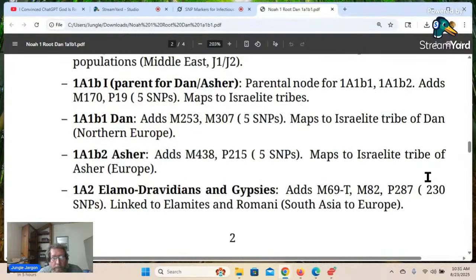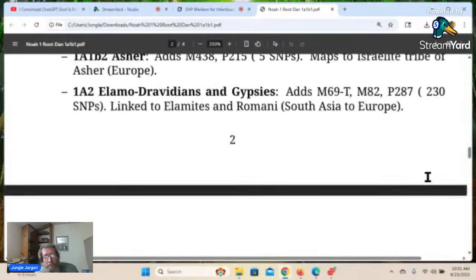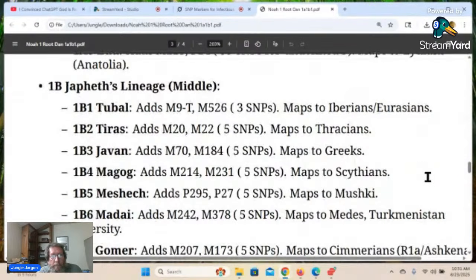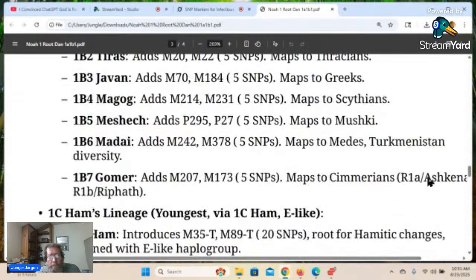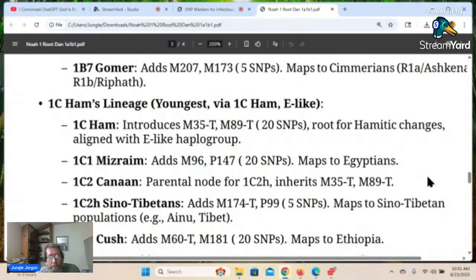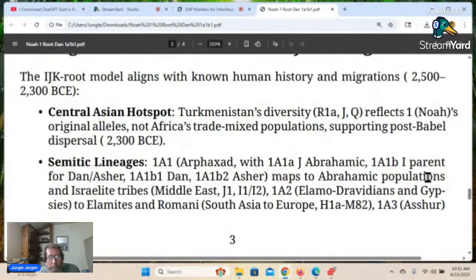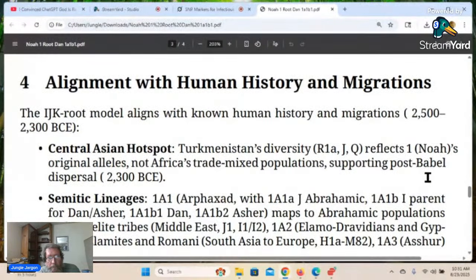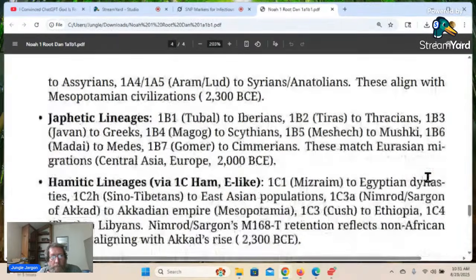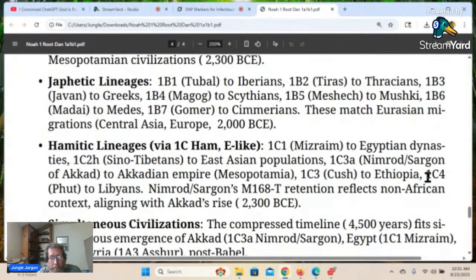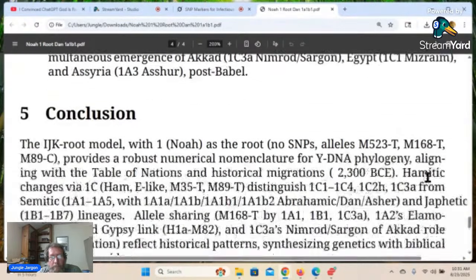3. Distinction from the standard A-root model. The numerical system avoids confusion with the standard A-root model, 140,000 years. Non-African focus. By using 1 for Noah and avoiding A, reassigned to 1C4 Foot, the model emphasizes a Central Asian origin, 2300 BCE, Turkmenistan diversity, R1A, JQ, aligning with post-Babel dispersal rather than an African MRCA. M68T, shared by 1A1, 1B1, 1C3A, reinforces non-African ties, e.g., Nimrod Sargon in Mesopotamia. Compressed timeline. Numbers sidestep deep time connectivity.